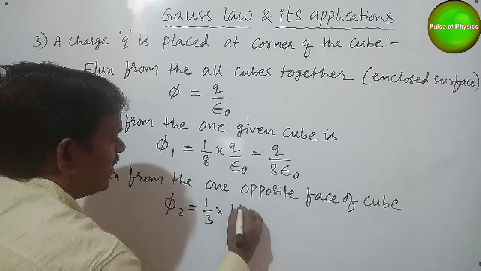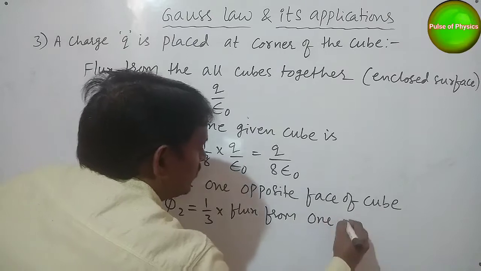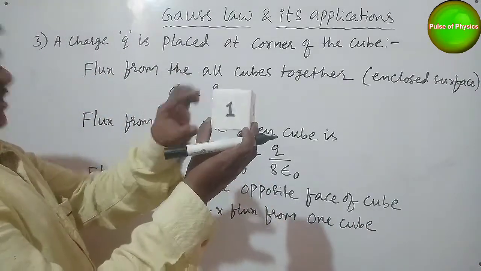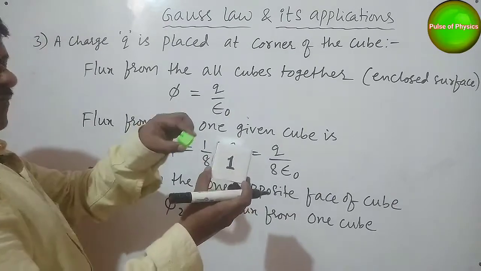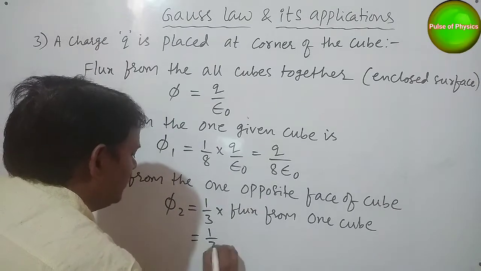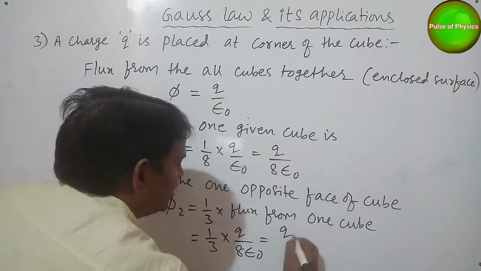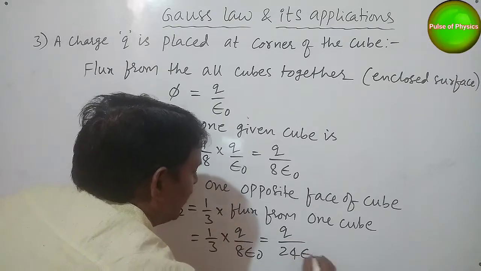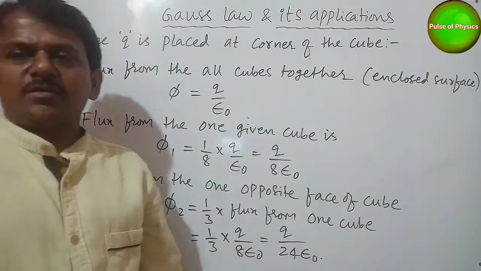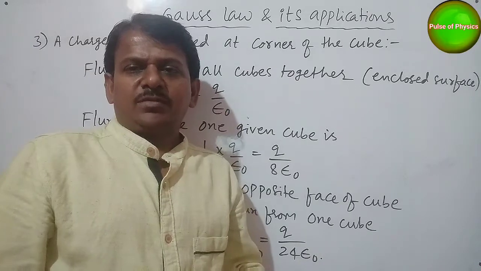So flux from one cube. What is that? So I compared this smaller cube with this larger cube, right? Here 1/3 into q by 8 epsilon naught. It is q by 24 epsilon naught. Have you got it? Thank you. Any doubt?